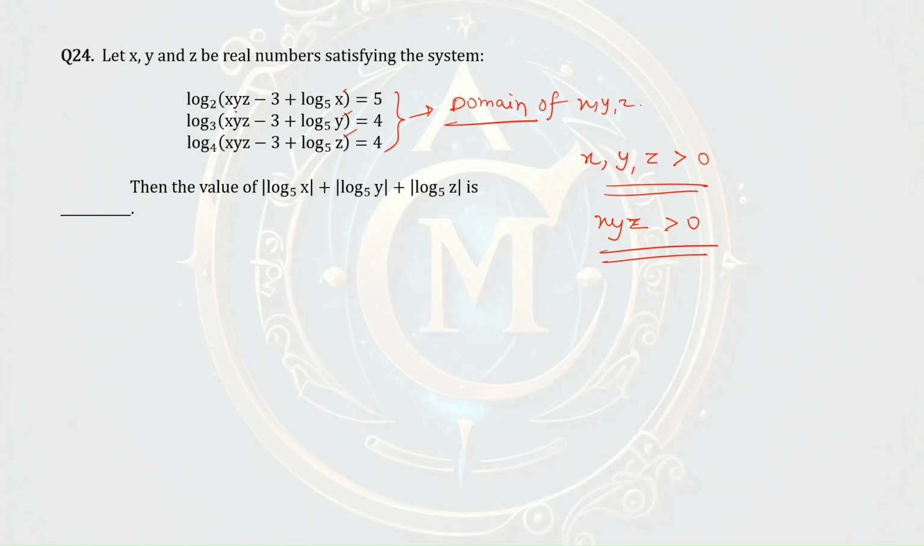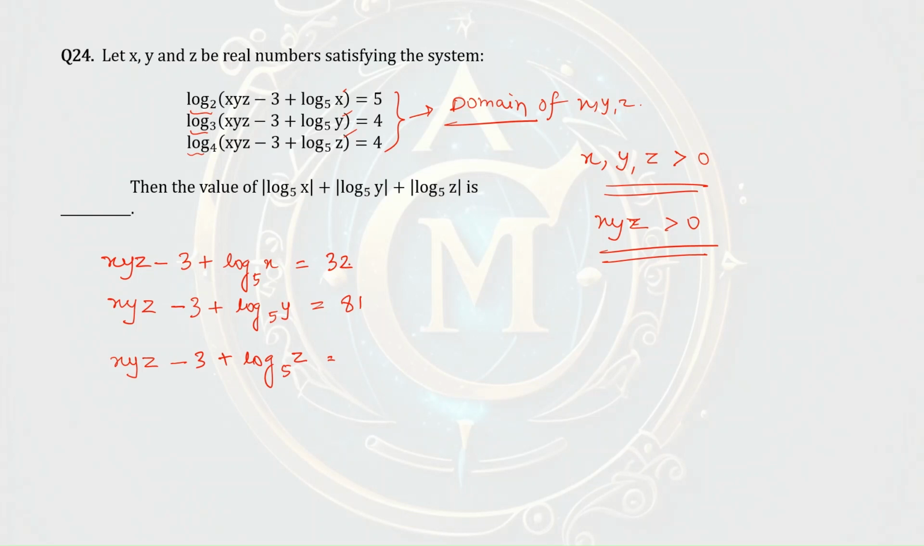Now here, if we want to simplify this, we need to first remove this logarithm. That means we can write these equations as xyz minus 3 plus log x base 5 is equal to 2 to the power 5, so 32. Then xyz minus 3 plus log of y base 5 equal to 3 to the power 4, so 81. Then xyz minus 3 plus log of z base 5 is equal to 4 to the power 4, so 256. Now these are the three equations we got.